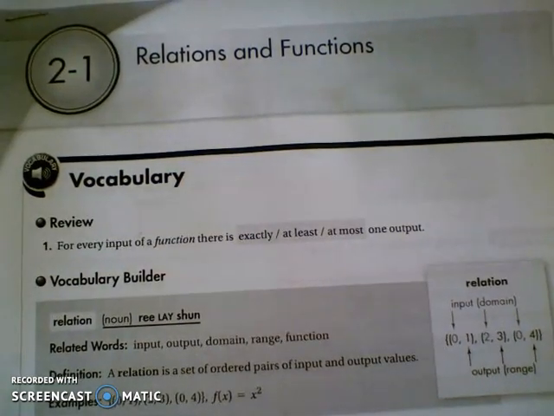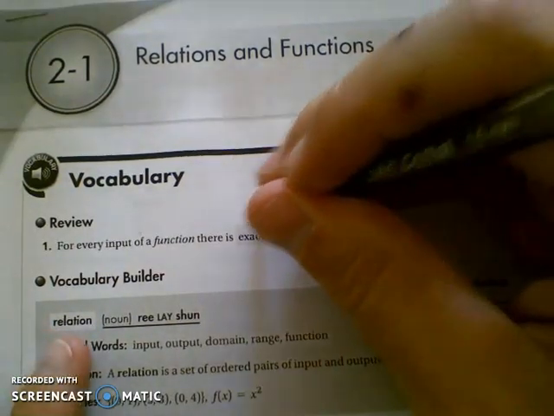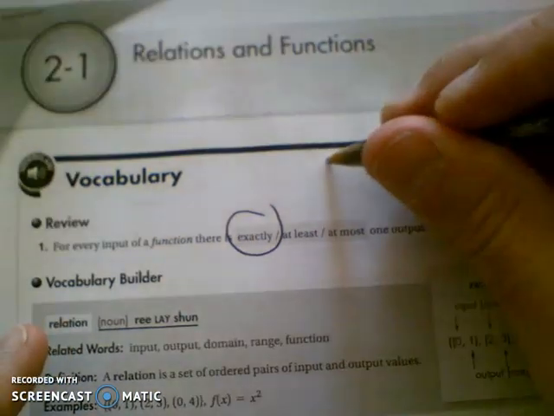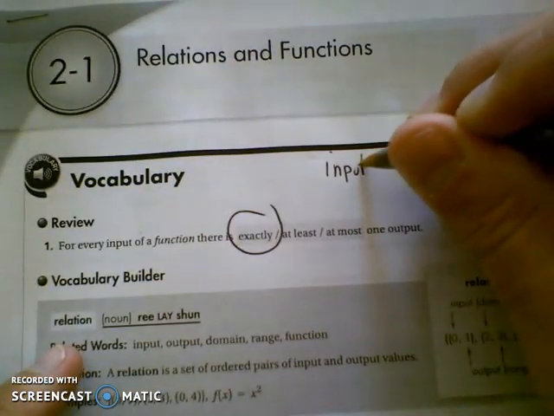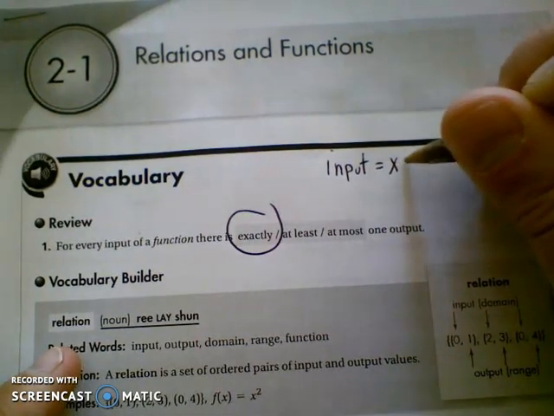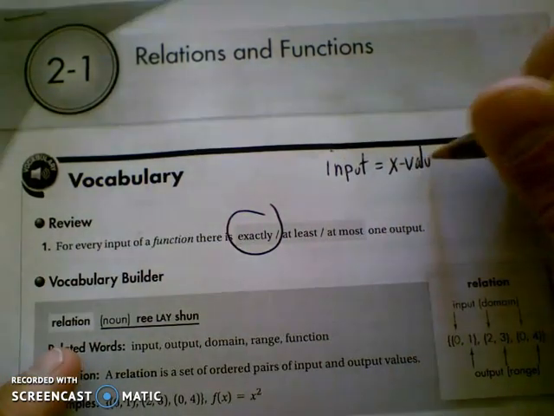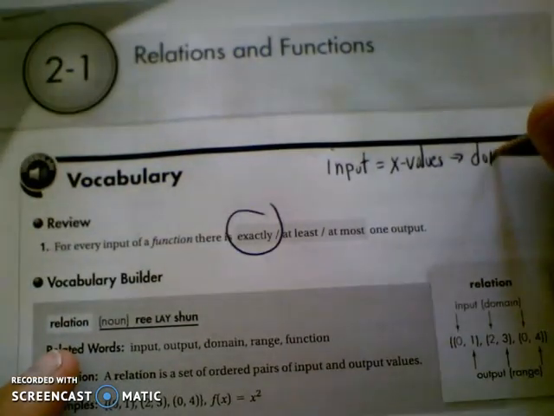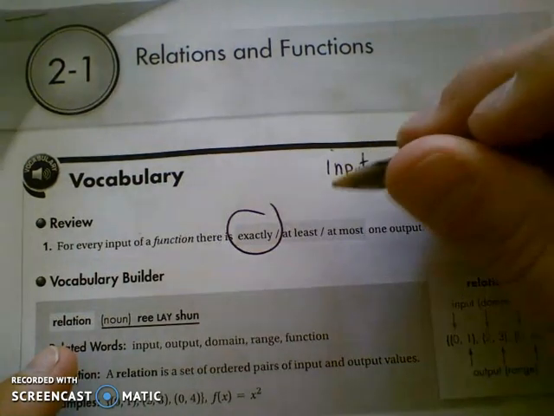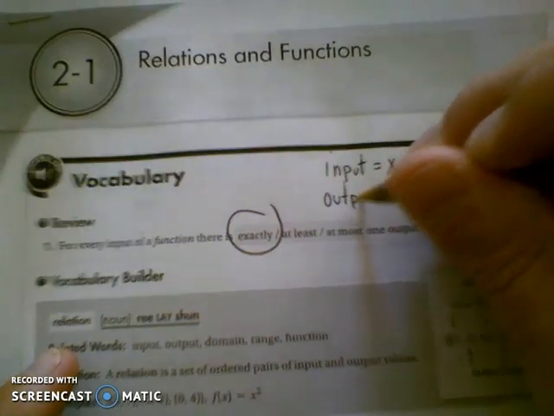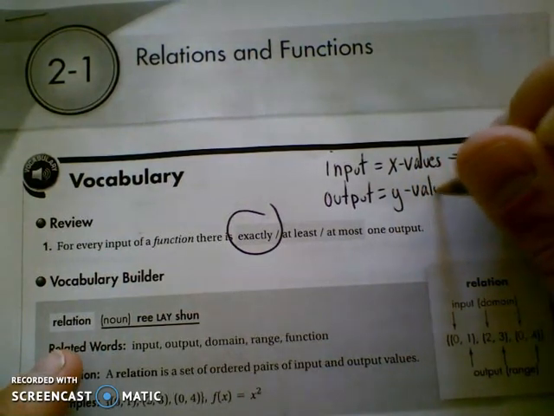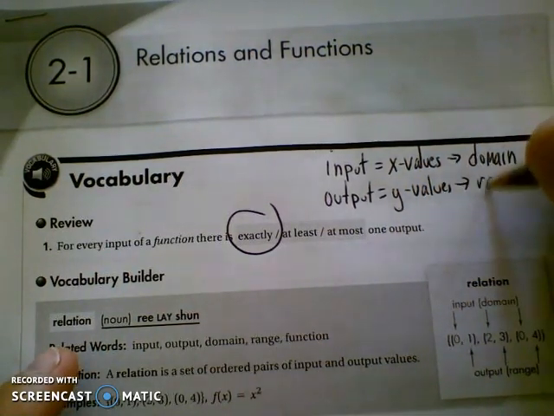For every input of a function, there is exactly one output. So an input, we'll talk about this very quickly here. Inputs are going to be the x values, and they're also going to be your domain. The output is what comes out of the function, or the answer. It's also known as the y value, and it is your range.